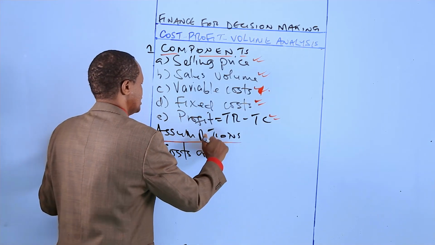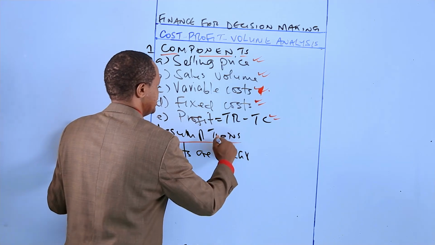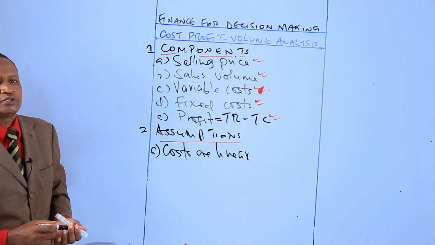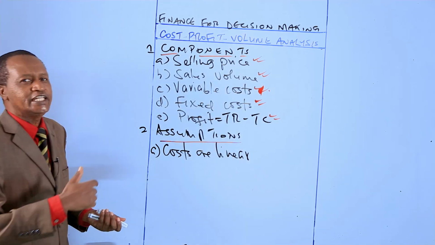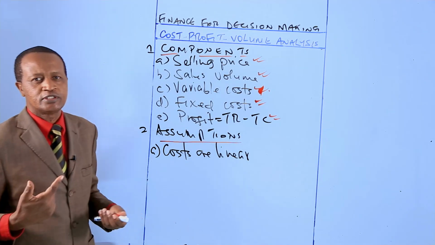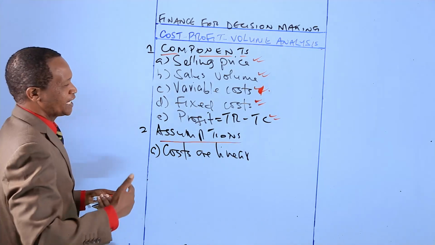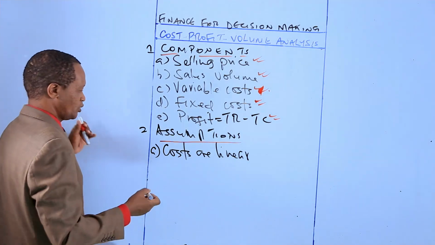Costs are linear. What does that mean? That means that costs behave in a linear fashion throughout the relevant range of activity. Costs are linear. That's assumption number one.